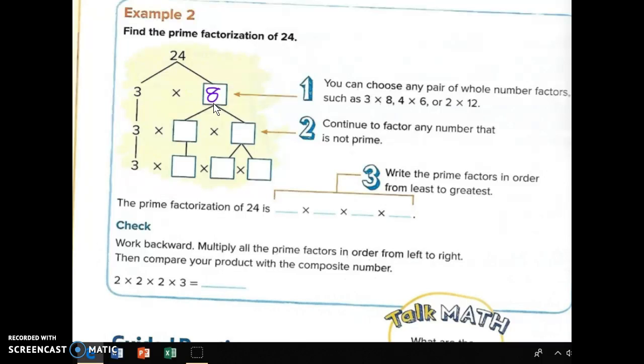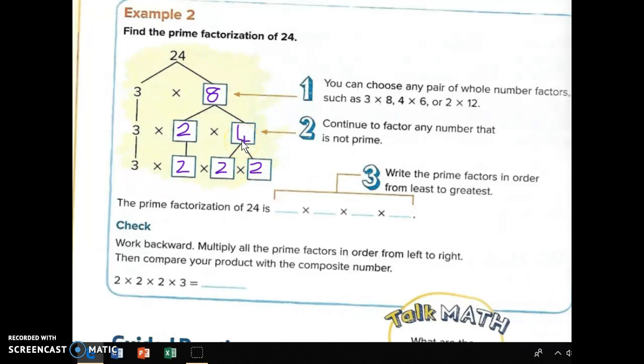Now, 8. How can we factorize 8? Let's see. 2 times 4 equals 8. 2 cannot be factorized anymore, so we have to bring down the 2. But let's see what we can do with a 4. What times what equals 4? Correct. 2 times 2 equals 4.